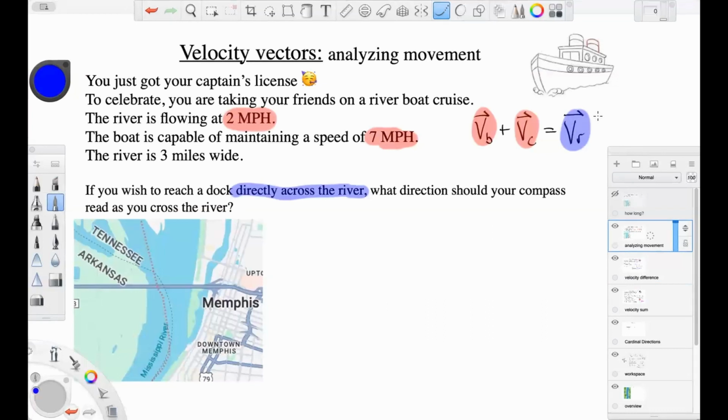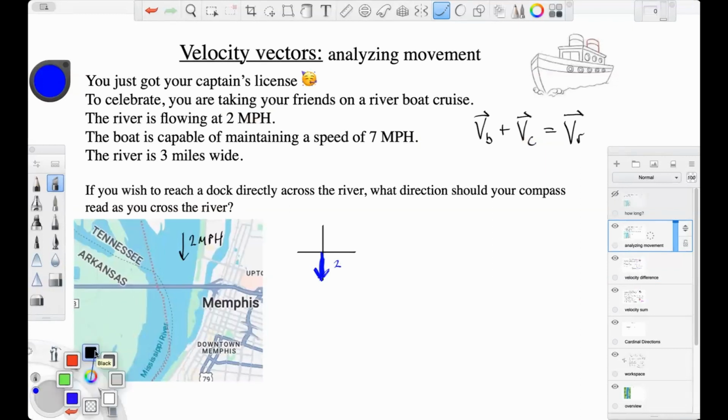So now we have to be a little bit clever in how we set this up. Let's think about what is actually the scenario that's occurring here. Well, we know that the river is flowing downstream at 2 miles per hour. Right, so that's what the river is doing. And let me chart this over here. So we're gonna have the river that's going downstream at 2 miles per hour. Right, so here's the river's velocity vector, 2 miles per hour.